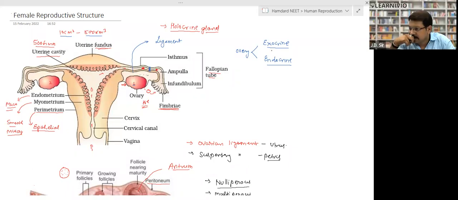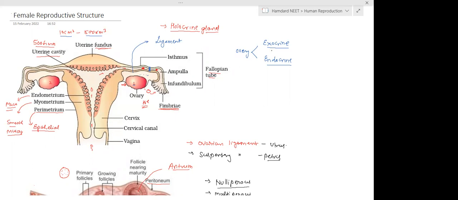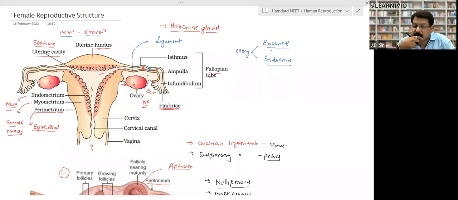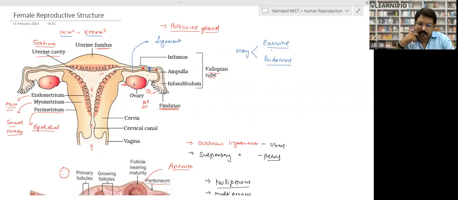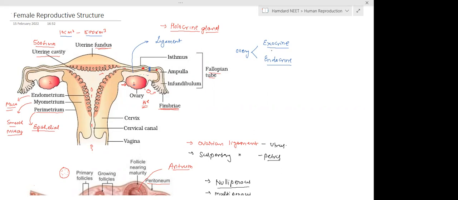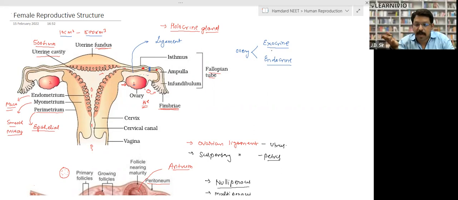Very good. They do not have a duct system, and they release their secretion directly into the bloodstream. And exocrine? They have a duct system and release on the target cells. They release enzymes and other functions, right? Fine. Yes. Very good. Excellent.